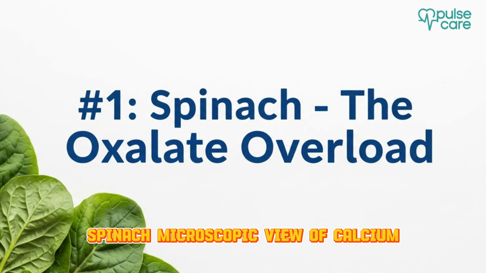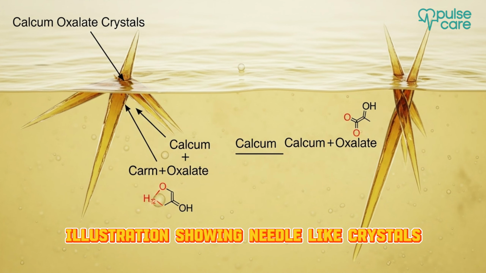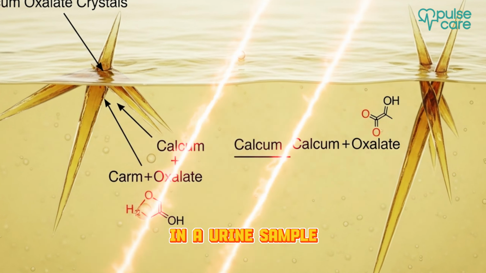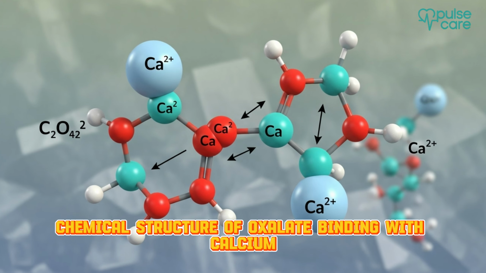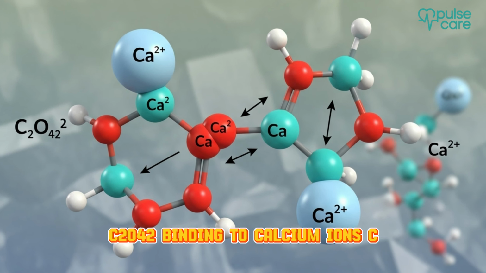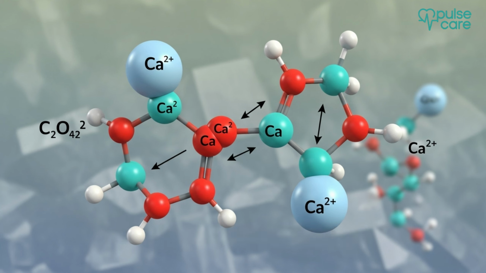Spinach. Microscopic view of calcium oxalate crystals forming in urine. Illustration showing needle-like crystals forming from oxalate and calcium in a urine sample. Chemical structure of oxalate binding with calcium. Molecular model showing oxalate C2O4 2- binding to calcium ions Ca2+ to form calcium oxalate.